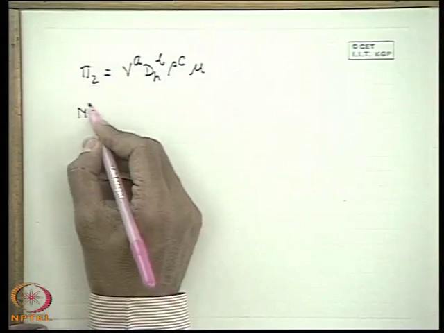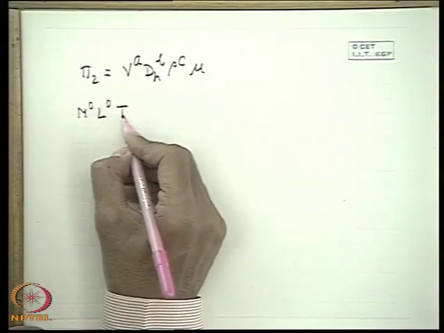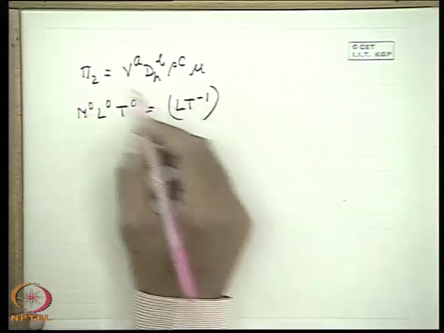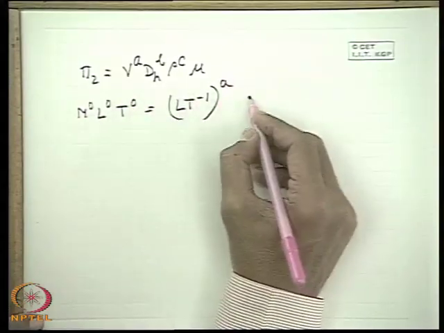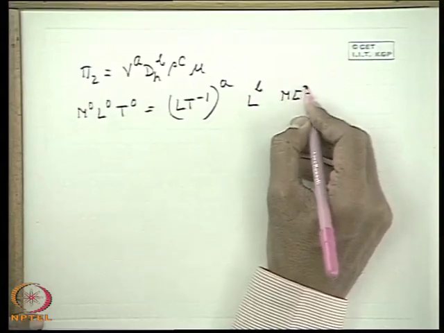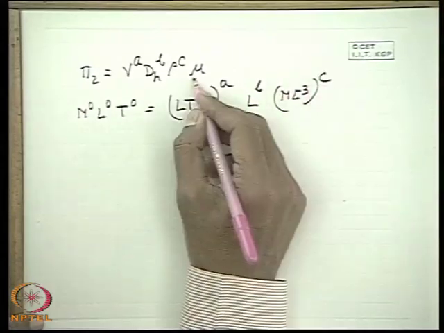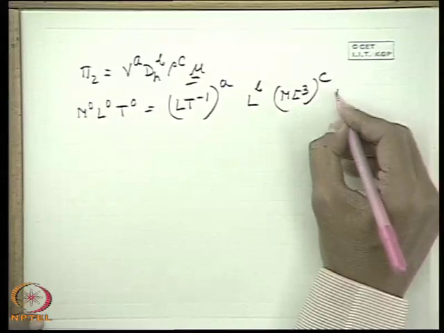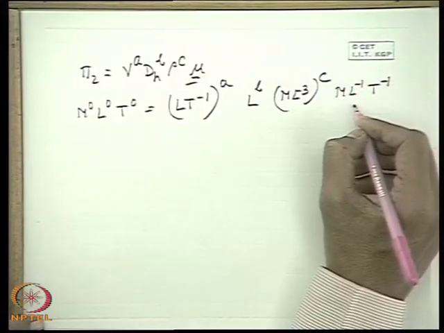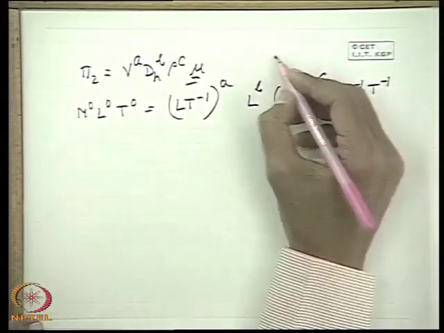So M0 L0 T0 is equal to (L T to the power minus 1) to the power A, (dH, L) to the power B, (M L to the power minus 3) to the power C. What is the dimension of mu? This you will have to know. M L to the power minus 1 T to the power minus 1. This you will have to know, or you will have to derive.